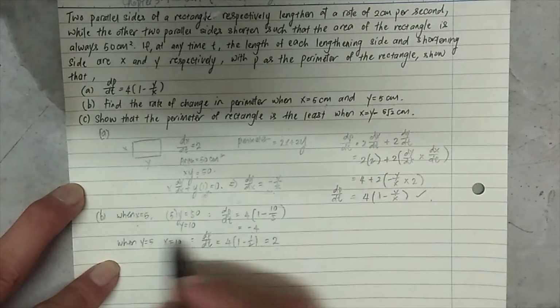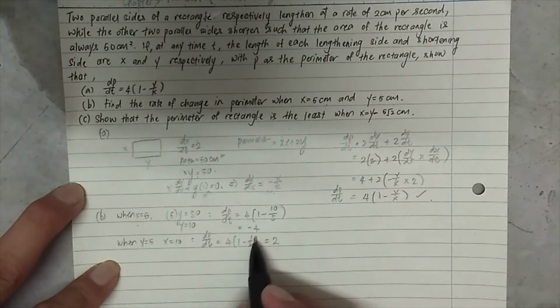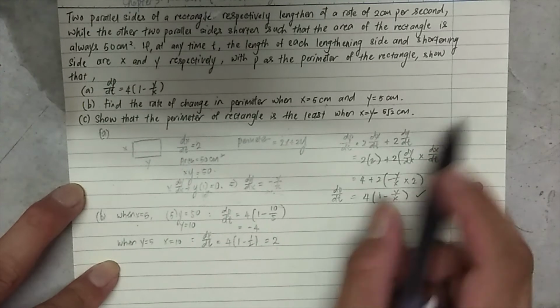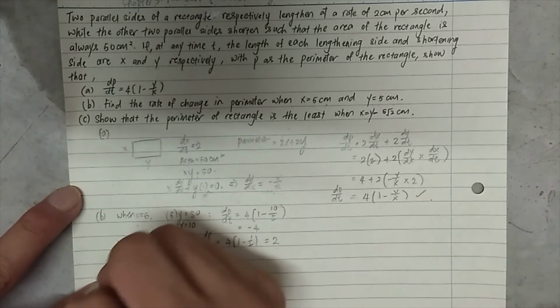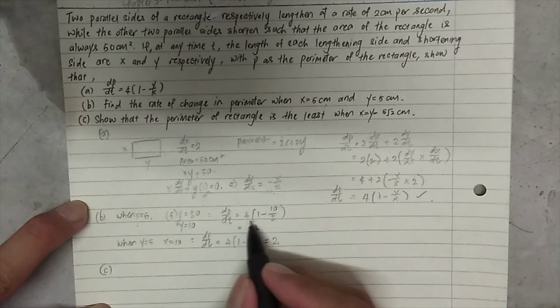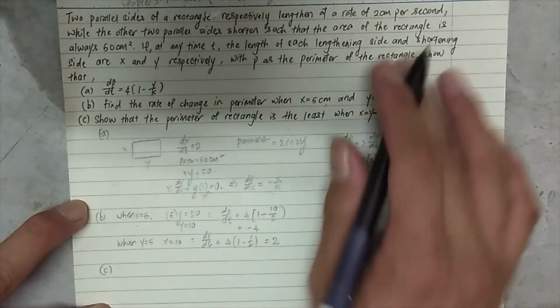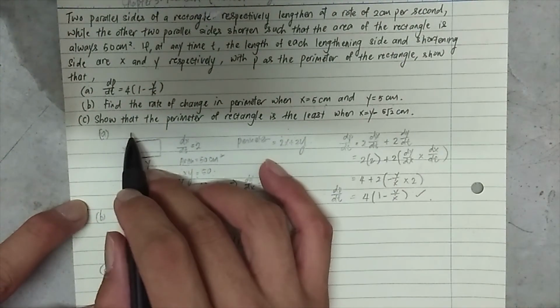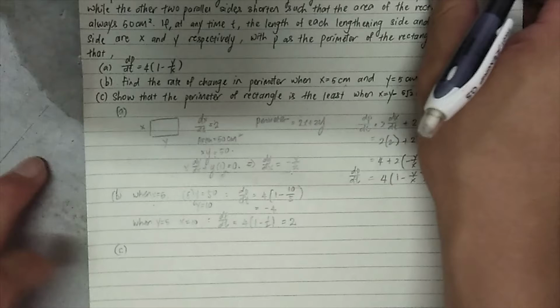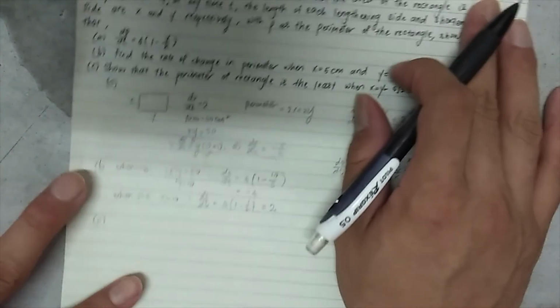So now question B is already solved because there is no further question below. Now we can proceed to question C. This is the answer for dP/dt for both conditions. Now for part C, show that the perimeter, here a bit more clearer.